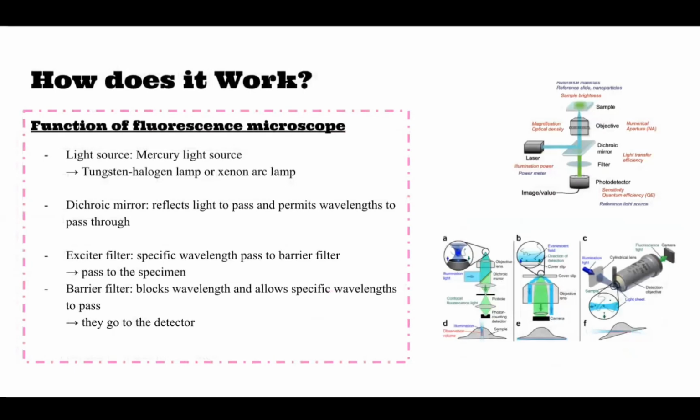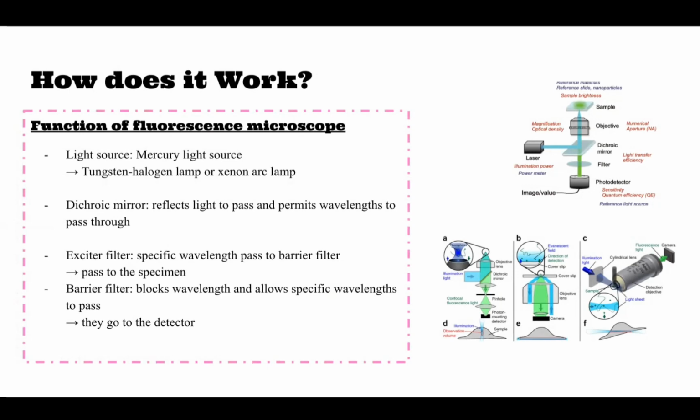So how does it work? The function of fluorescence microscopy begins with the light source. The mercury light source is most commonly found in labs, but there is also the tungsten halogen lamp or the xenon arc lamp. We also have a dichroic mirror, which reflects light and permits certain wavelengths to pass through. And then with that come the excitation filter and the barrier filter. The excitation filter lets specific wavelengths pass through to the specimen. The barrier filter blocks wavelengths and allows specific wavelengths to pass. And this then goes on to the detector.